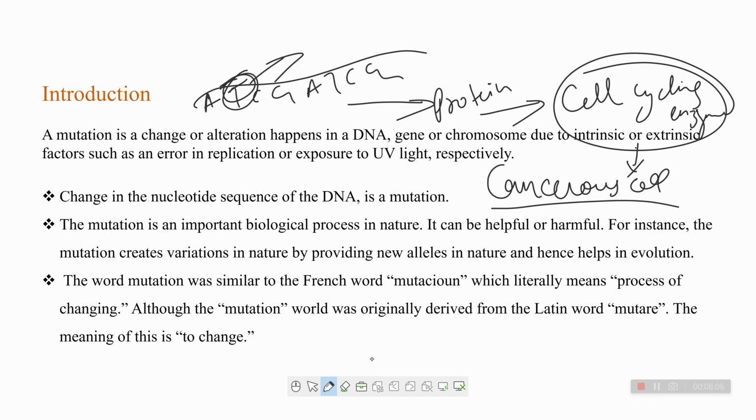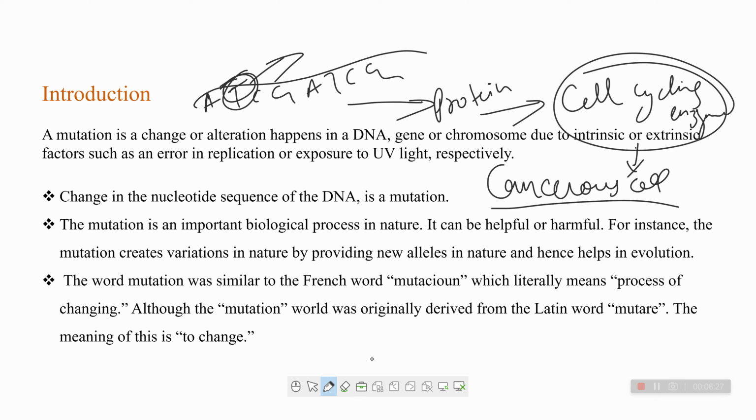Many cancers are caused due to the process of mutation, either by ultraviolet radiation or naturally, spontaneously. Maximum cancer will be caused by the process of mutation. So it is very harmful.